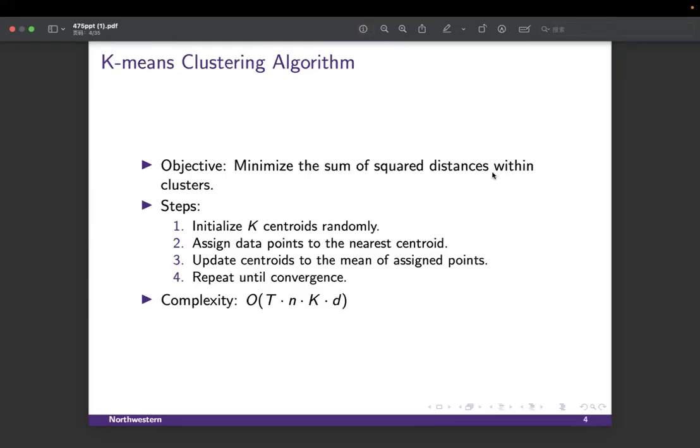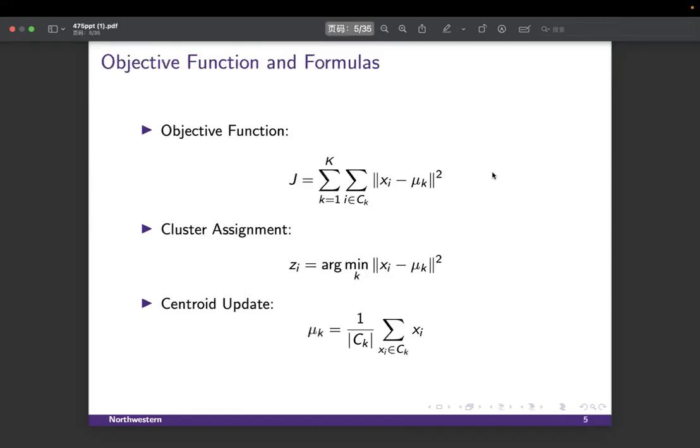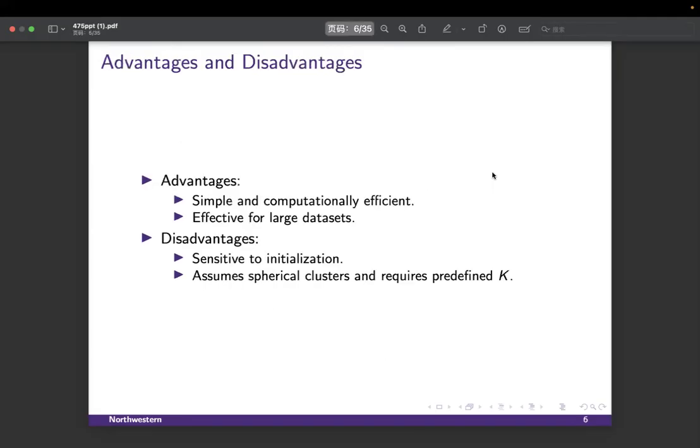The objective of K-means is to minimize the sum of squared distances within clusters. There are four steps. The first one is to initialize K centroids randomly. Then we assign data points to the nearest centroids. After that, we update centroids to the mean of assigned points. Finally, we repeat until the algorithm converges. The exact objective function and formulas are given here.